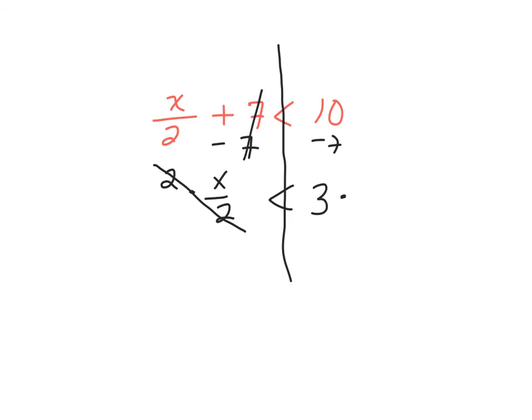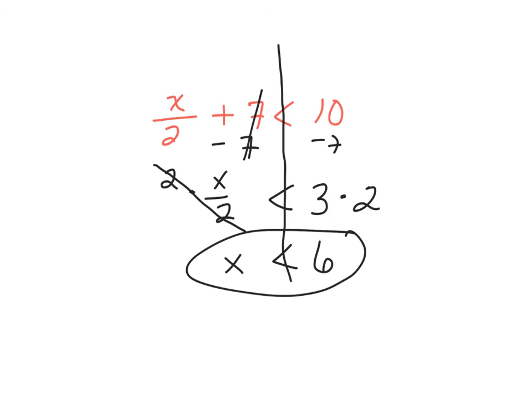We have to come over here and multiply that by 2 as well. On the left-hand side, the 2's are gone. We only have an x. Copy the less than sign, and 3 times 2 is 6. So all numbers less than 6 will be a solution for this.